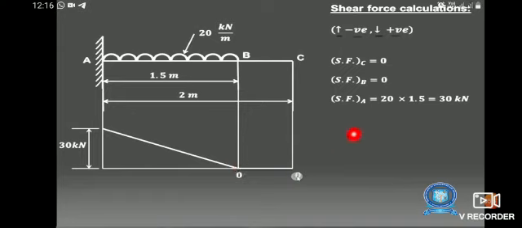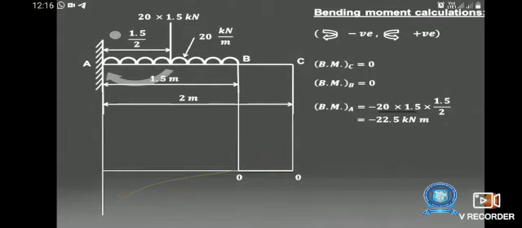Okay. Next we have to calculate the bending moment. The point is that clockwise rotation we mention as positive, and anti-clockwise rotation we mention as negative. So clockwise will have a positive sign, anti-clockwise will have a negative sign. Okay. So first of all we look at the point C.